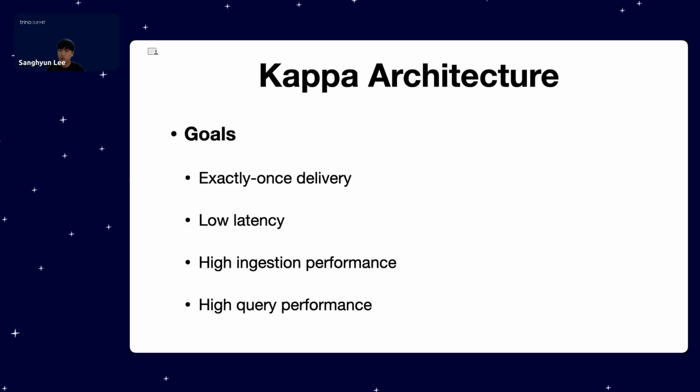So, what are the goals of our Kappa architecture? First, the data must be accurate, which means data must be provided exactly once. Second, data should be served with low latency. And third, it should provide high streaming ingestion performance. Finally, it should provide high query performance. Many enterprise production level real-time data architectures will have similar goals.